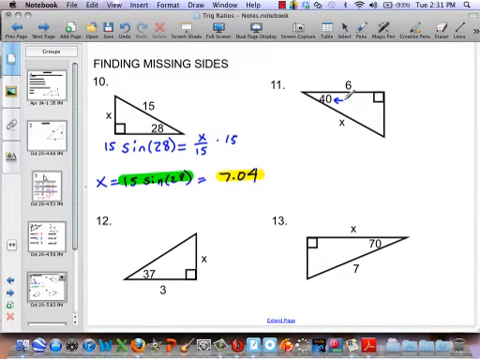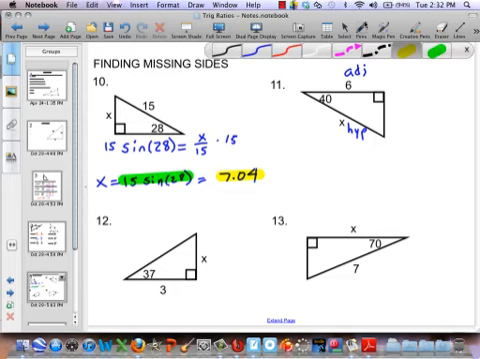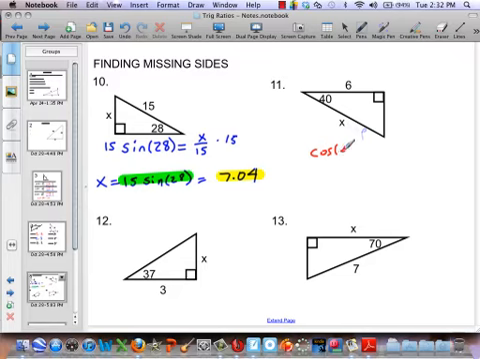Adjacent over. Okay, we've got the adjacent, and we've got my hypotenuse. Which trig function is that? That's cosine. So the cosine of 40 is the adjacent 6 over the hypotenuse. Well, can you solve for the variable when it's on the bottom of the fraction? No. So what do you have to do with it? How do I get it out of the bottom? Multiply both sides by x.